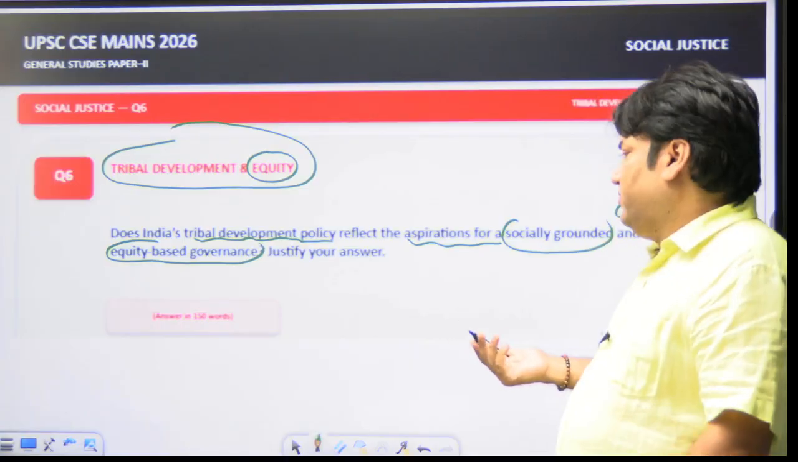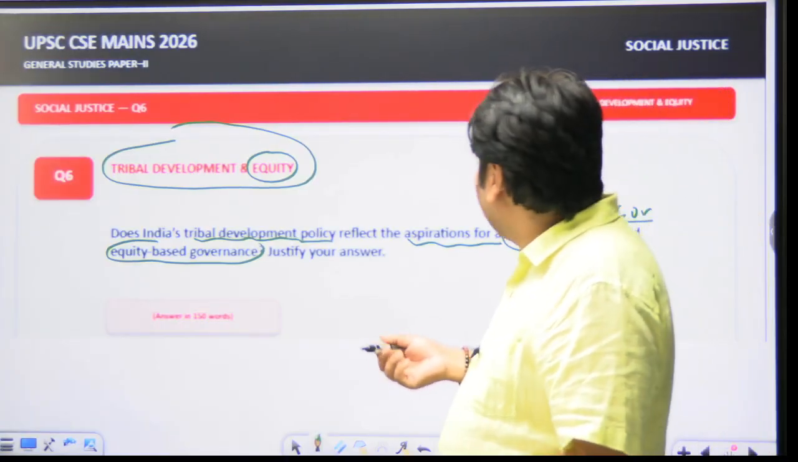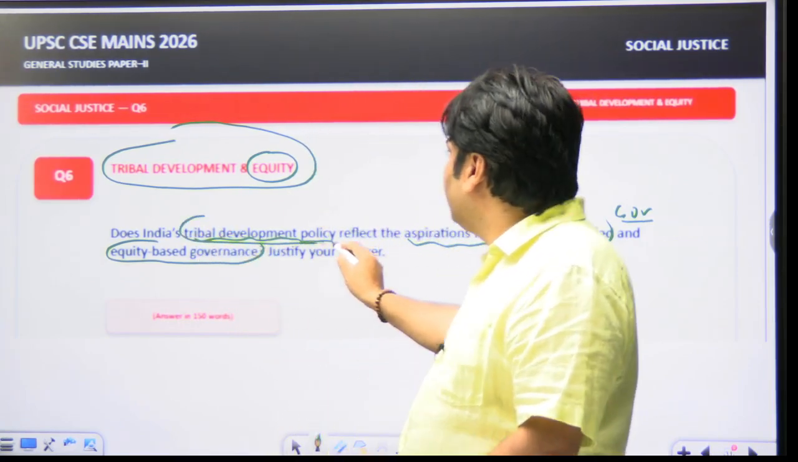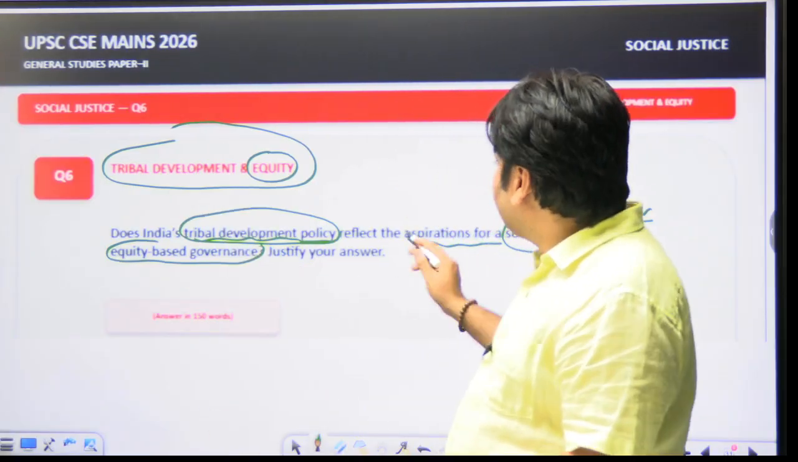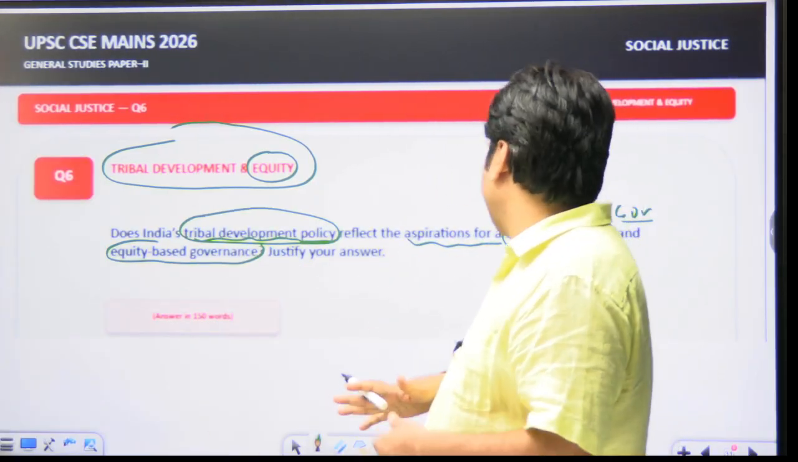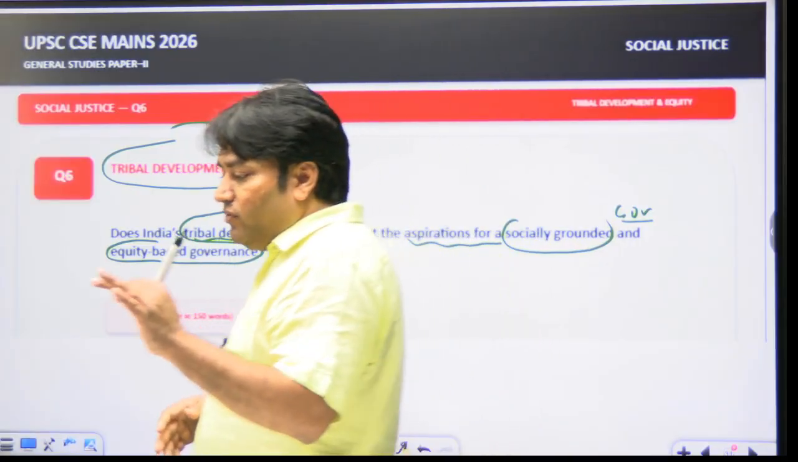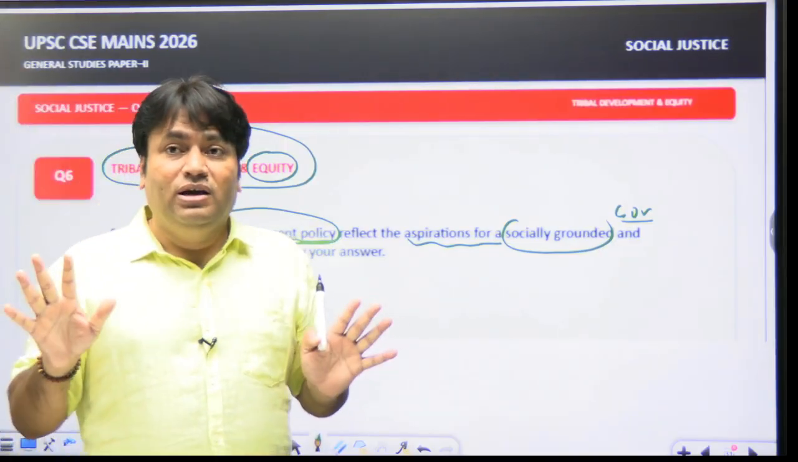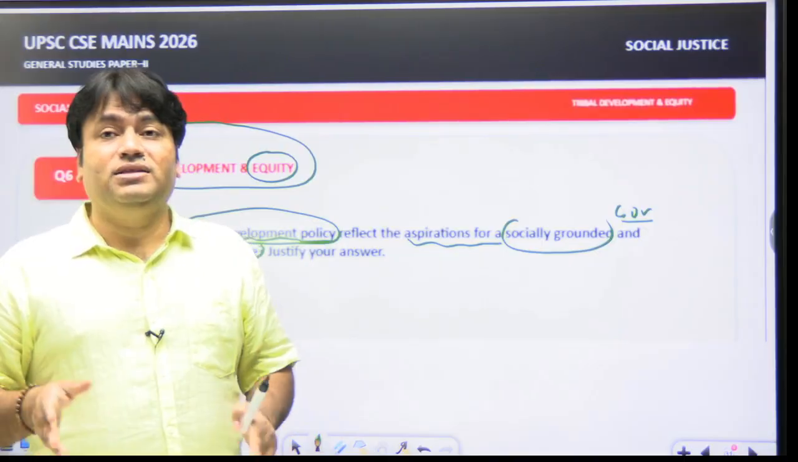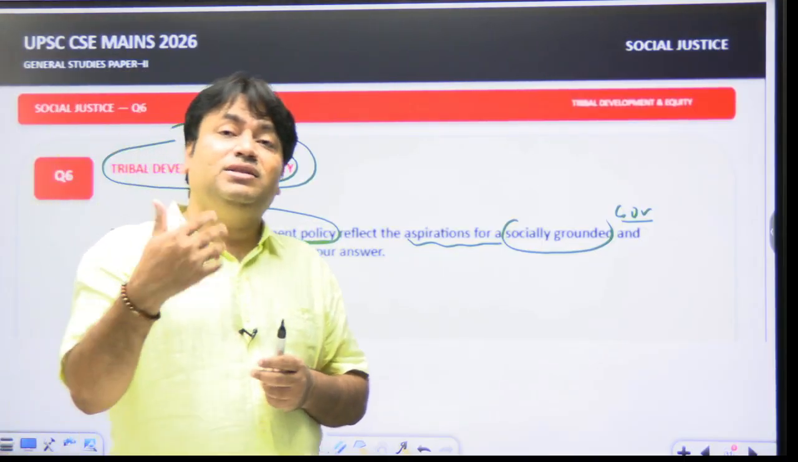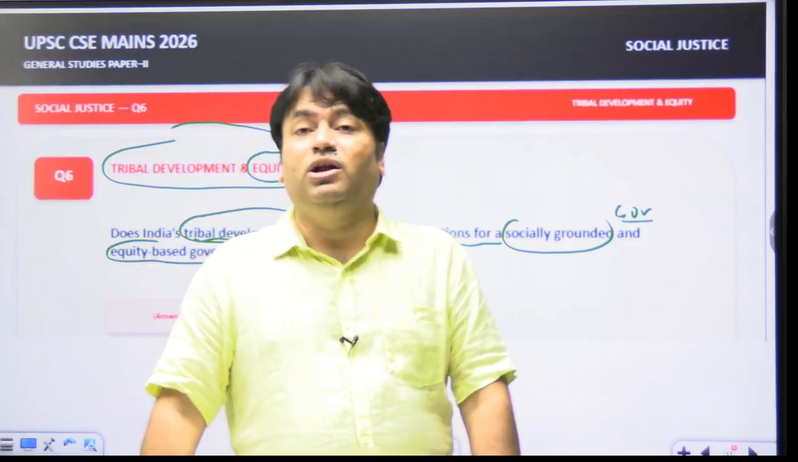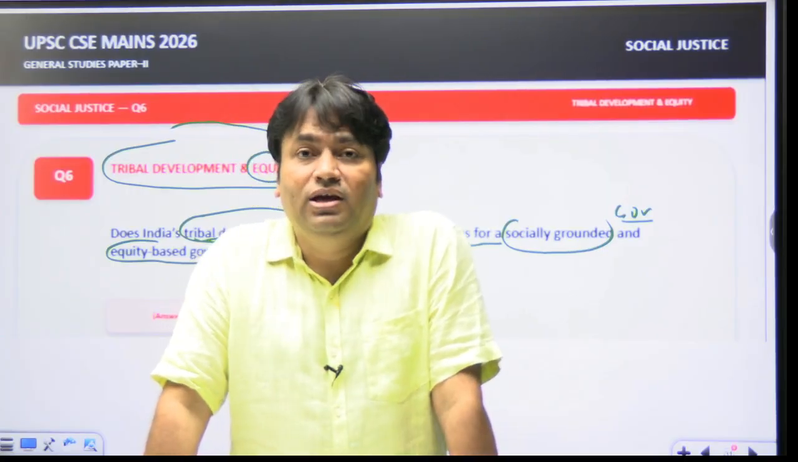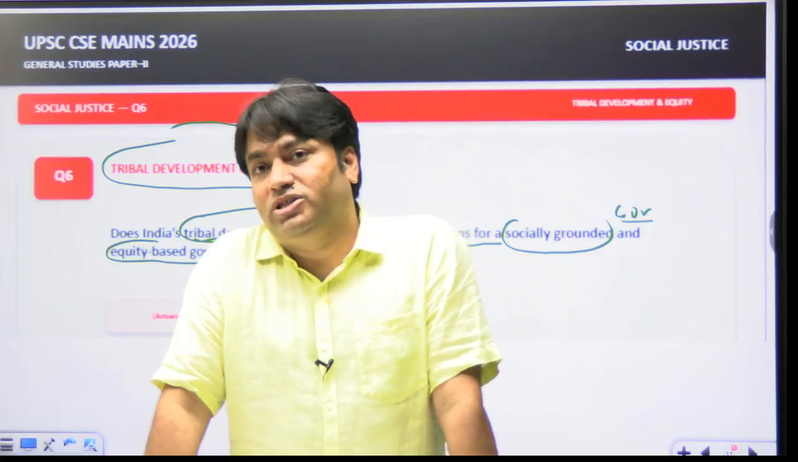Justify your answer, right? So the question is asking here, there are different keywords. For example, it is related to tribal development policy, right? And it is asking whether the policy reflects the aspirations. It means that here again UPSC is not only asking to write about some policy, but it is asking whether this policy reflects the aspirations of a socially grounded governance and equity based governance or not. You will have to justify your answer. That is the most important point.